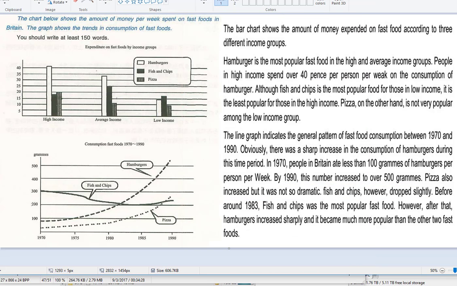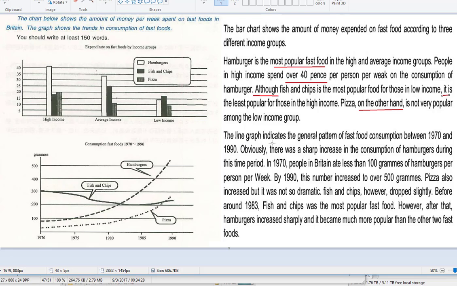Let's look at the coherence and cohesion. Okay, so hamburger is the most popular food. People in high income spend. But these two are not linked. You tell us it's the most popular fast food. People spend 40 pence. But why are these sentences not linked? You're talking about how popular they are, but your ideas are not connected. Although it is the least popular. Okay, pizza on the other hand. Okay, so it's to show contrast.